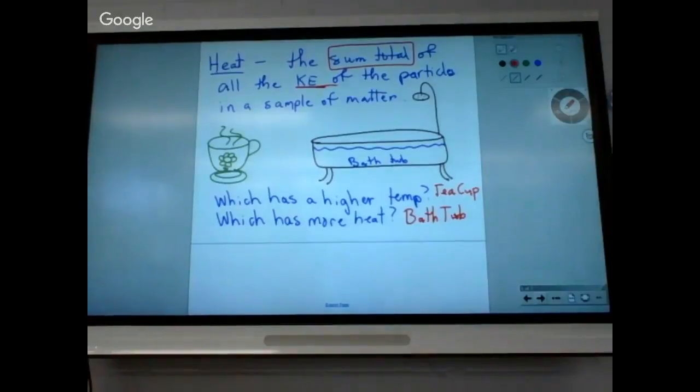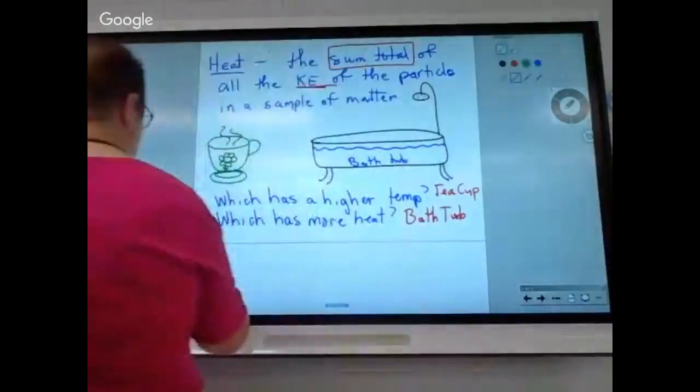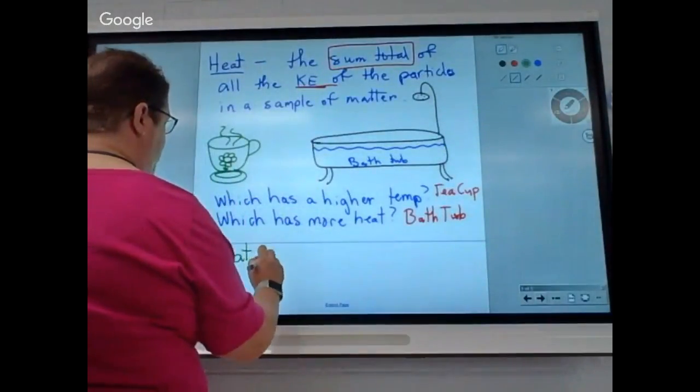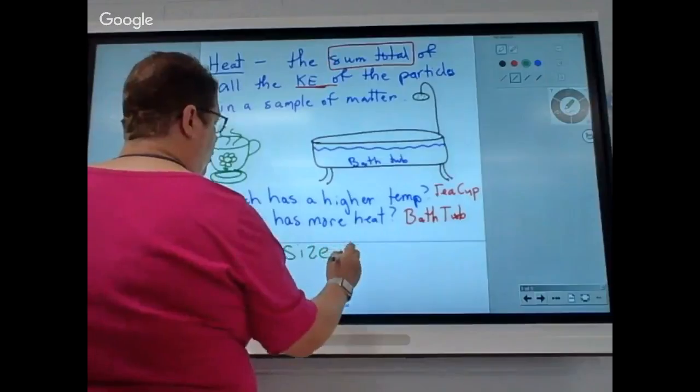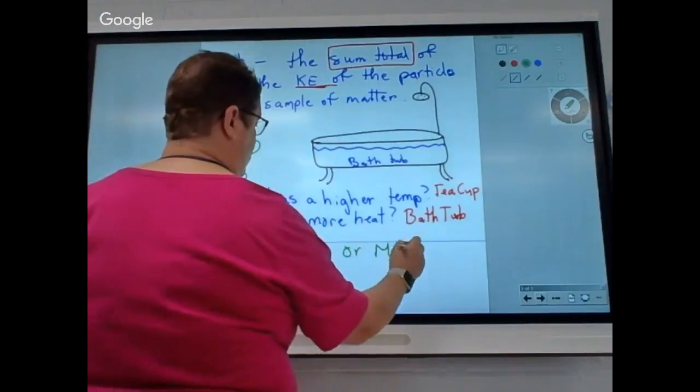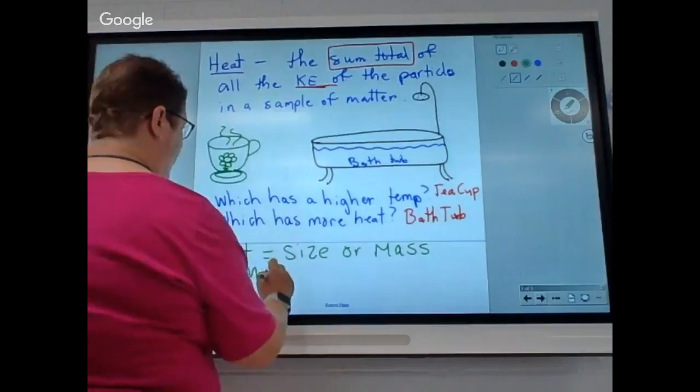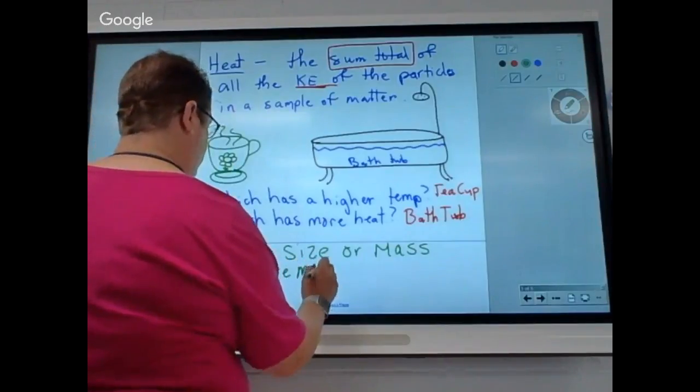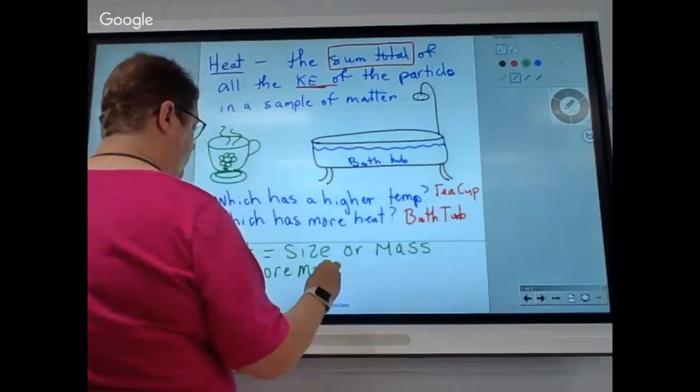Okay, when you say sum total, not everybody in here knows what you mean by sum total. So can you give me something that will explain to them what you mean by sum total? It would be more obvious to everybody. More water. More water, okay. So when we talk about heat, okay, heat equals size or mass, okay? More mass.